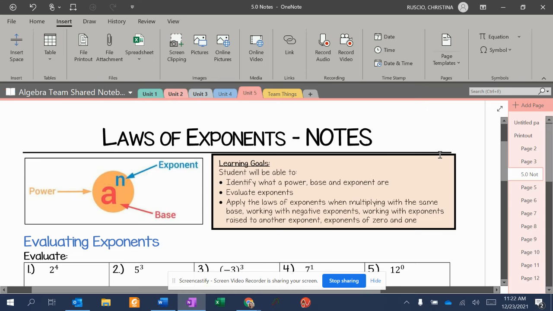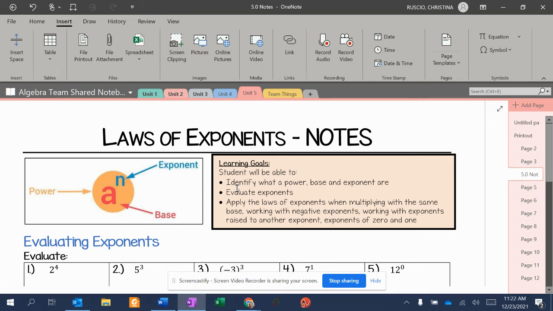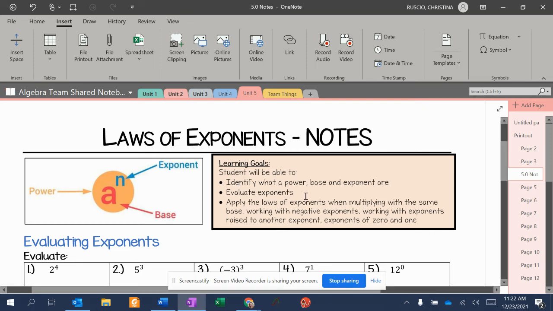Hi everyone, you're watching the Laws of Exponents notes video. In this video, we are going to talk about maybe some things that are review, maybe some things that are new. But before we start going deeper into the polynomials unit, we really need to understand how exponents work. So let's dive in. First thing that we want to do is be able to identify what the vocabulary is.